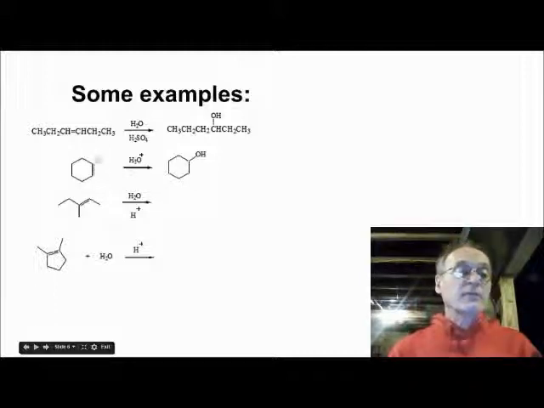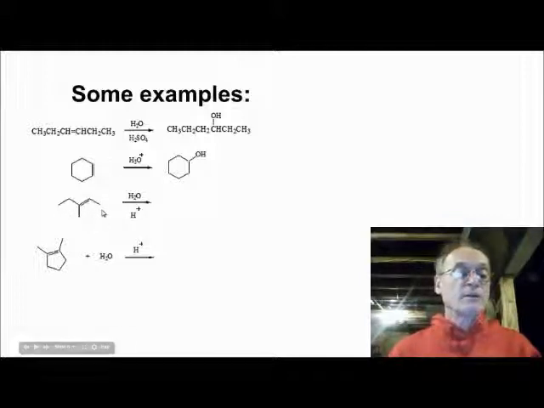Or again, like this one, since the two ends of the double bond are the same as each other, it's symmetrical. We'll end up with some where the OH goes here and the hydrogen goes here, and some where the hydrogen goes here and the OH goes here, but you get the same product in both cases. Now what about in this case?